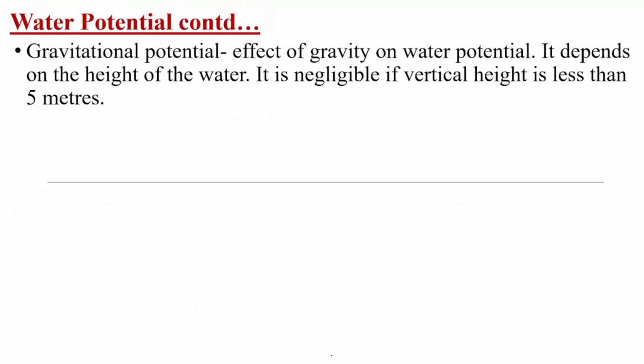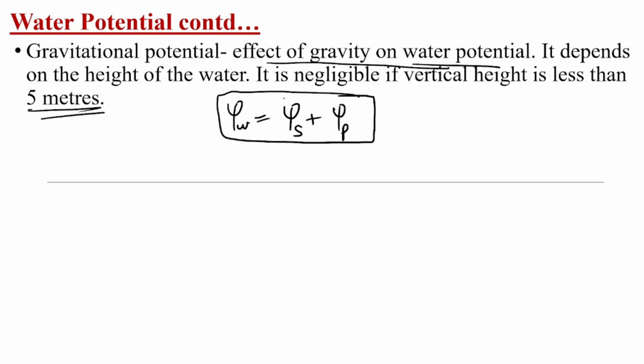What is gravitational potential? Effect of gravity on water potential. It can be taken into account only when the vertical heights are greater than 5 meters. Less than that, it is considered to be negligible. That's the reason most of the time the water potential equation will be psi W is equal to psi S plus psi P. Now in mathematics, we know that there are numbers above 0 and below 0, right?